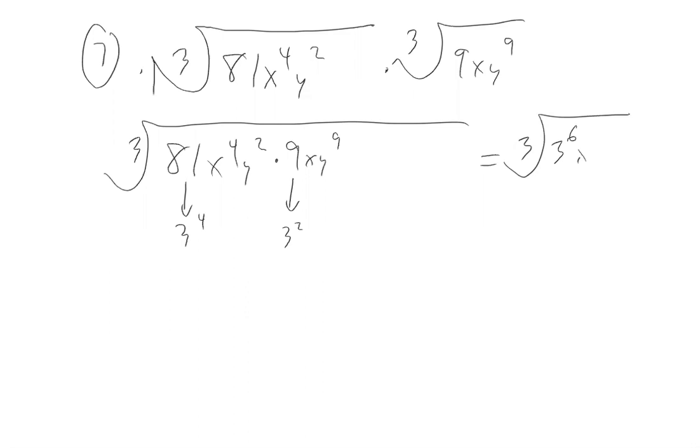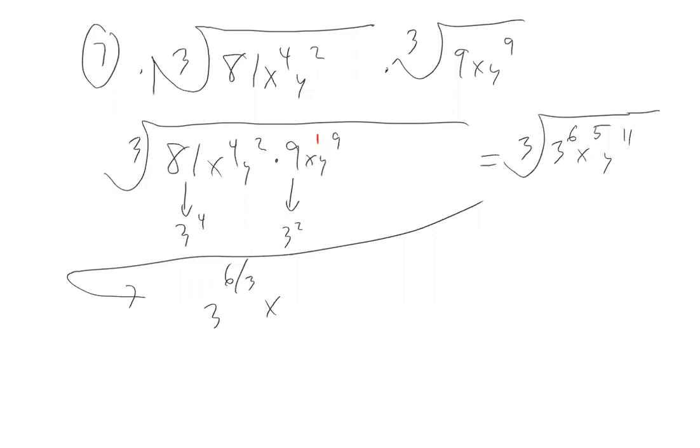And then x, this x right here has a power of 1. And 4 plus 1 is 5. So x has a power of 5 when I add the exponents. And then y, 2 plus 9 is 11. So y has a power of 11. Then let me write the exponents as fractions. So that equals 3 to the power of 6 over 3, x to the power of 5 over 3, y to the power of 11 over 3.